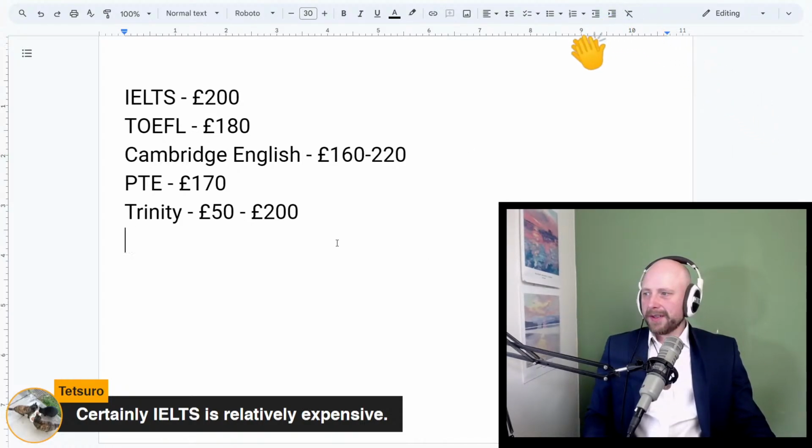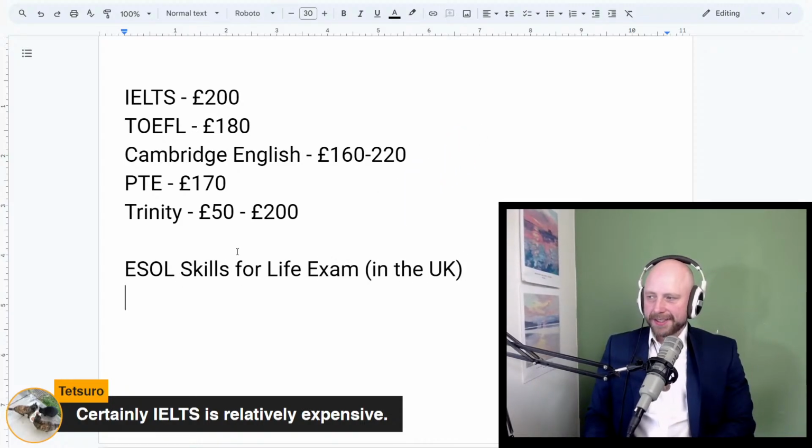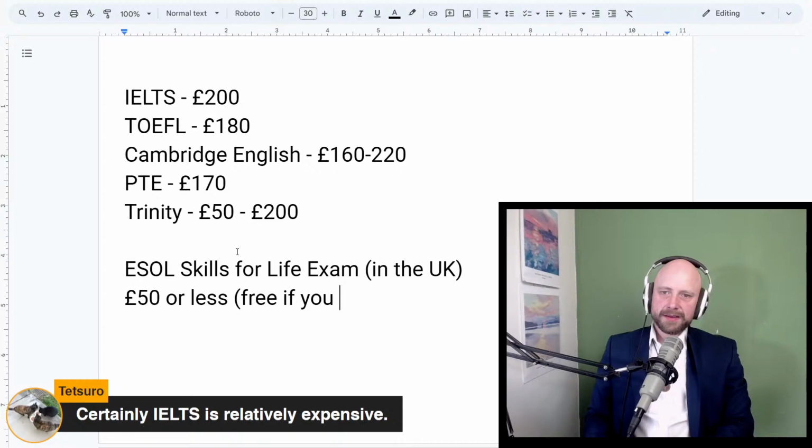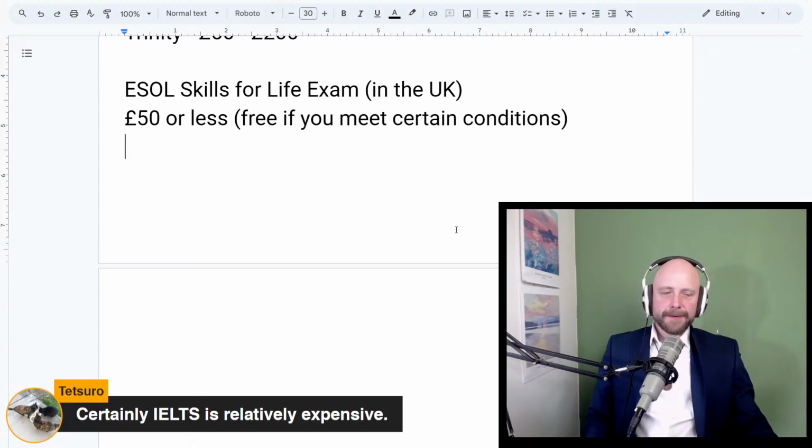They're the main ones. But you can do something like the ESOL Skills for Life exam. You have to be in the UK to do it, and that'll cost you like £50 or less. So if you come to the UK, you do ESOL Skills for Life. But that's only recognised in the UK. It's not an internationally recognised qualification. Deliberately so, because the government funds it, so they want people to stay.